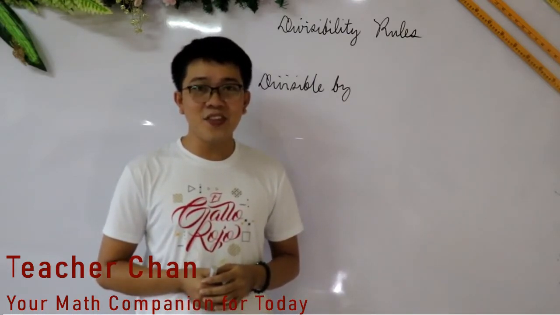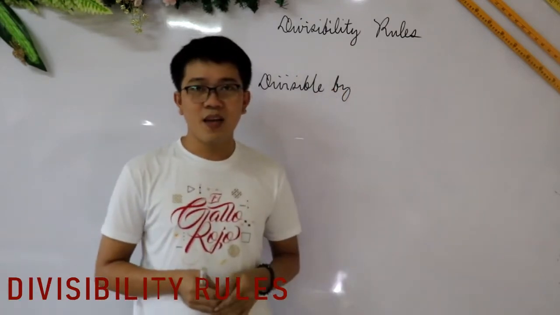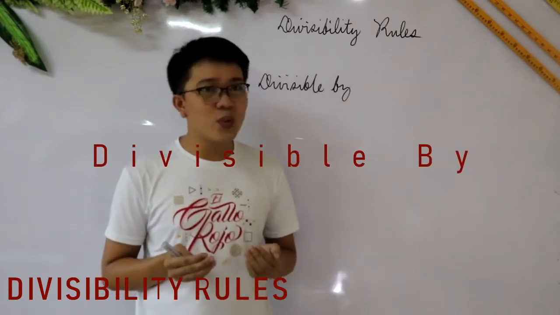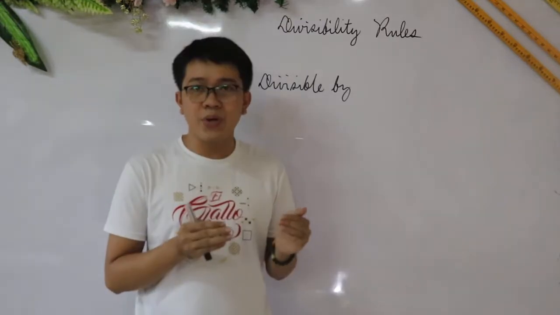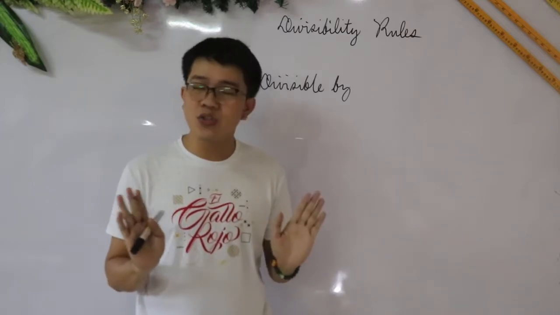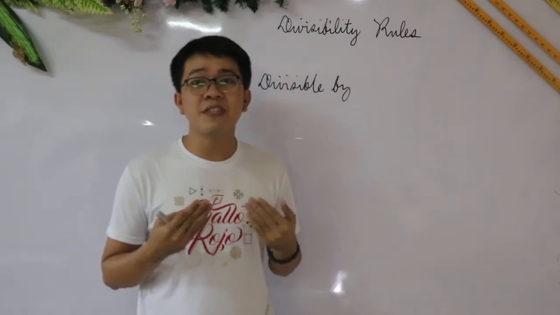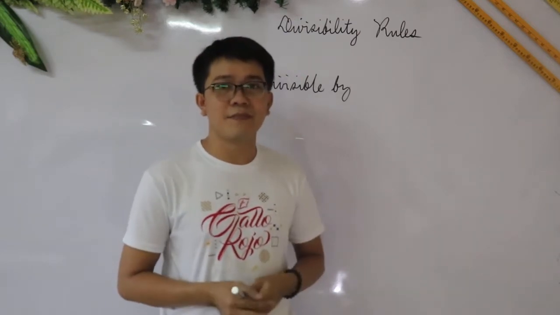In today's video, we're going to discuss divisibility rules. But before we proceed, let us first learn what it means when we say divisible by. When a number can be divided by another number equally without remainder, then we say that a number is divisible by another number. Let's cite some examples.